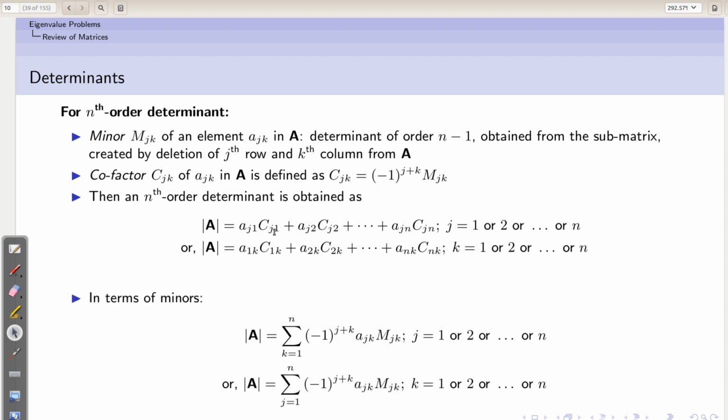Now the same thing here I am writing in terms of cofactors, but you could also write this in terms of minors like this. This is the formula that you would have probably learned in your mathematics course in class 11.